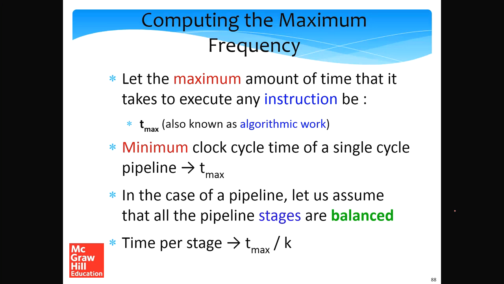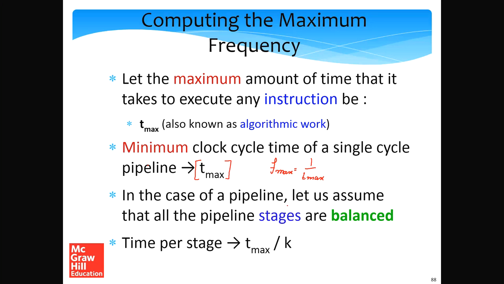Let us again assume that in the case of a single cycle processor, which has pretty much only one stage, we will not divide the execution of an instruction into two clock cycles, because we don't have a pipeline. So in this case, the minimum clock cycle time that we can afford is Tmax, because Tmax is the maximum time it takes to process a single instruction. So what will be the maximum possible frequency? Fmax will be 1 divided by Tmax.